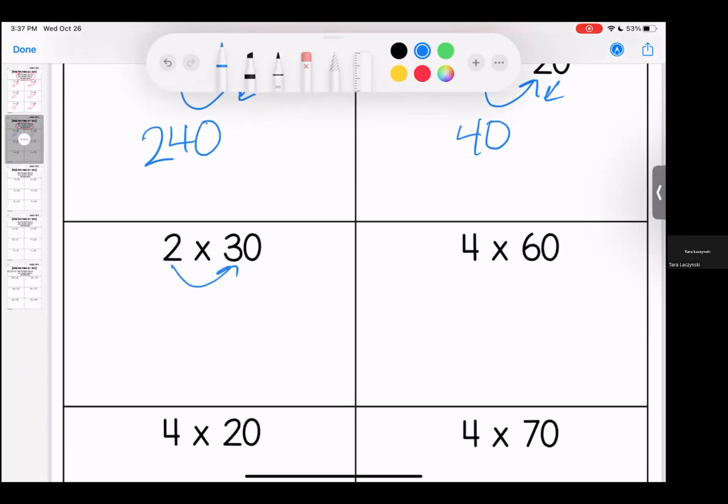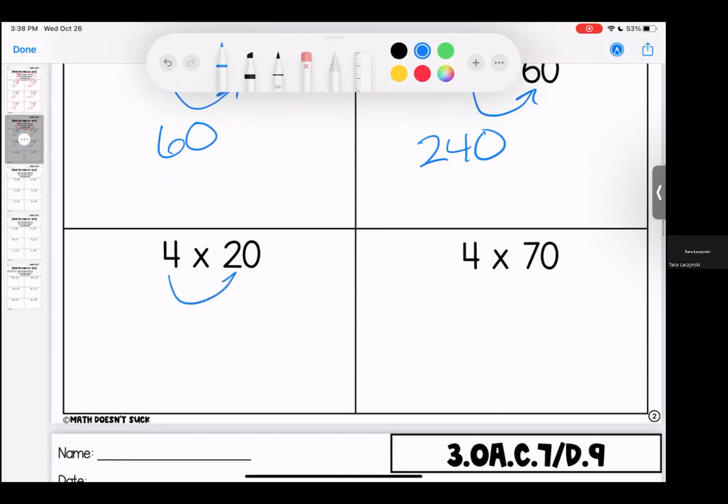2 times 3 is 6. We have a zero. So 2 times 30 is 60. 4 times 6 is 24. We have a zero. So 4 times 60 is 240. 4 times 2 is 8. We have a zero. 4 times 20 is 80. 4 times 7 is 21. We have a zero. So 4 times 70 is 280.